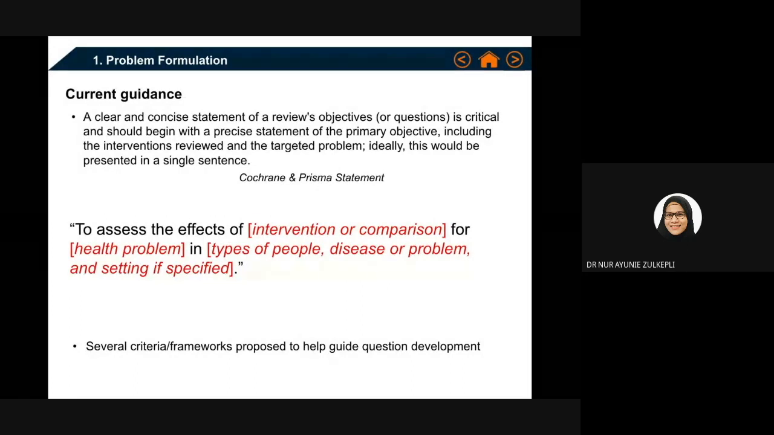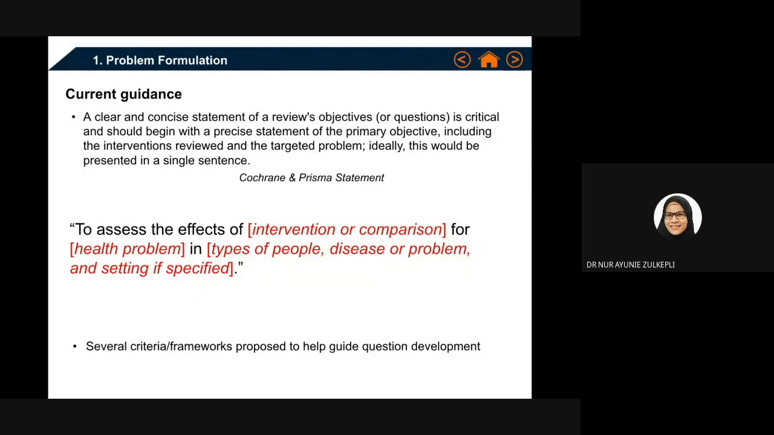Okay, so the current guidance for generating a good problem statement or review question is to have the statement in one single sentence, but you have all in it. For example, this is just a template for your reference. For example, to assess the effect of intervention, treatment, or comparison for any health problem in types of diseases or problem or setting if they specify. So you have like 1, 2, 3 criteria in it.